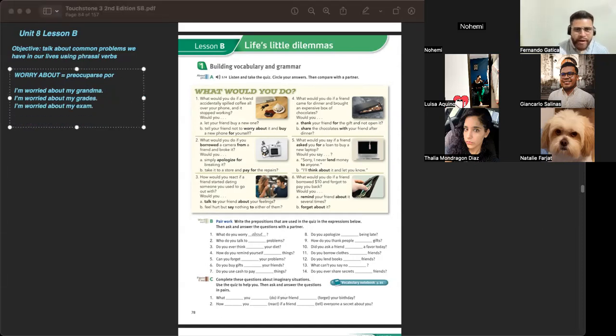Now, what is comprarle algo a alguien? Buy something... Comprarle algo a alguien. Buy something to, buy something for, buy something about. Very good. Actually, no, not very good. It's for. Buy something for someone. Okay? Buy something for someone. Comprarle algo a alguien is buy something for someone.